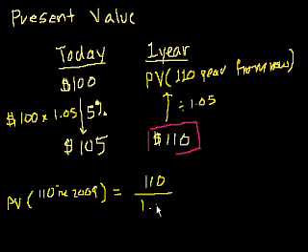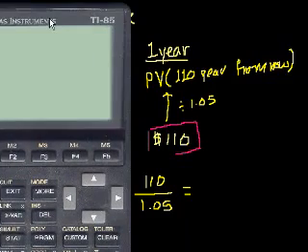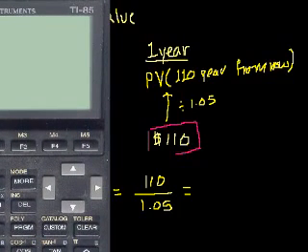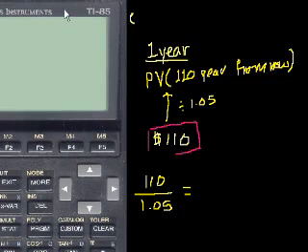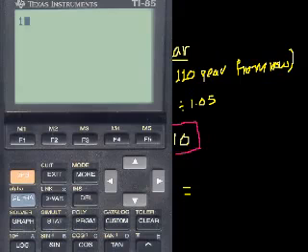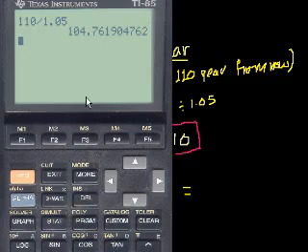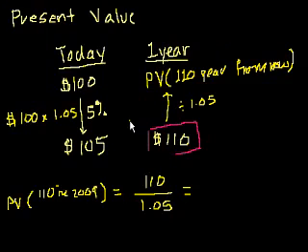divided by 1.05, which is equal to, and let's take out this calculator, which is probably overkill for this problem. Let me clear everything. Okay, so I want to do 110 divided by 1.05, which is equal to 104 point, let's just round, 0.76. So it equals $104.76.